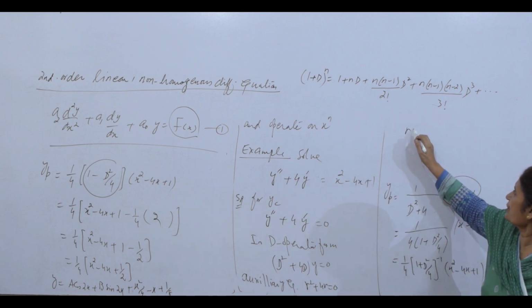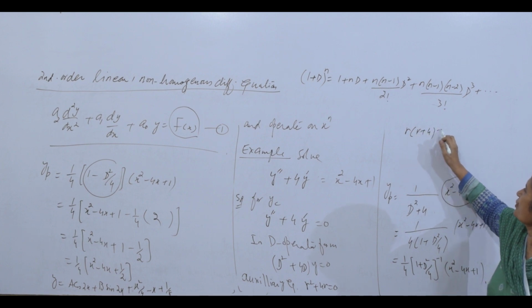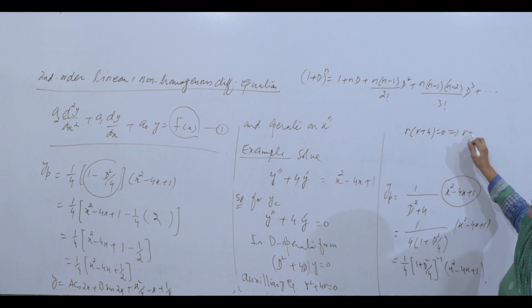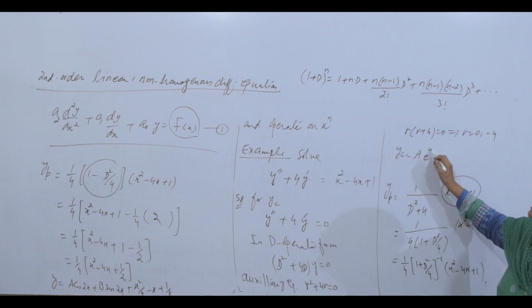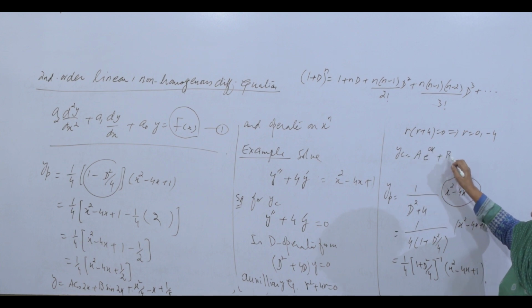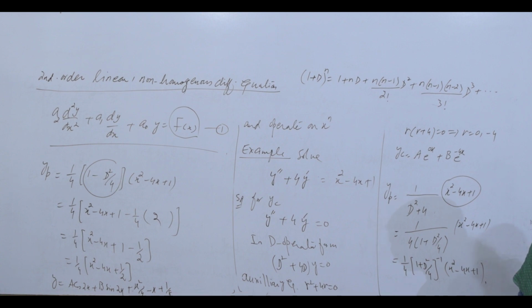R is taken out. This is r times (r plus 4) equal to 0. This implies r equal to 0 and minus 4. Real and distinct, so the solution yc will be c1 e to the 0x plus c2 e to the minus 4x. This is yc. Now for yp, this is D squared plus 4D.